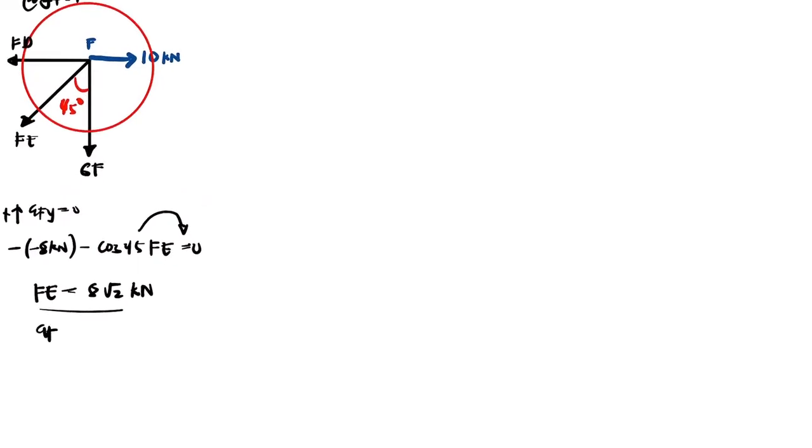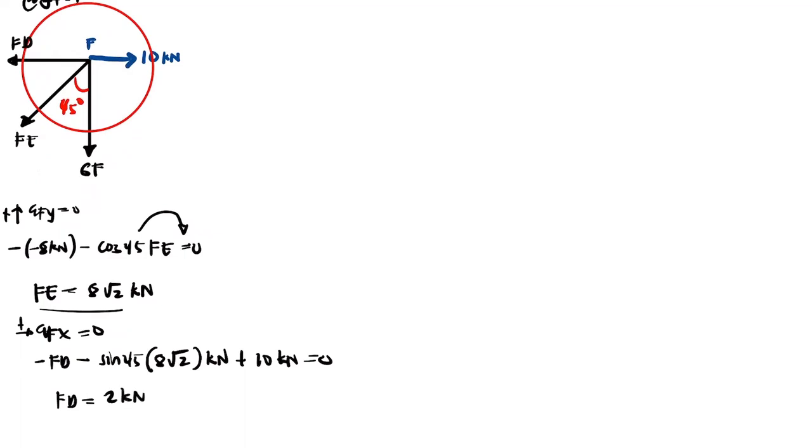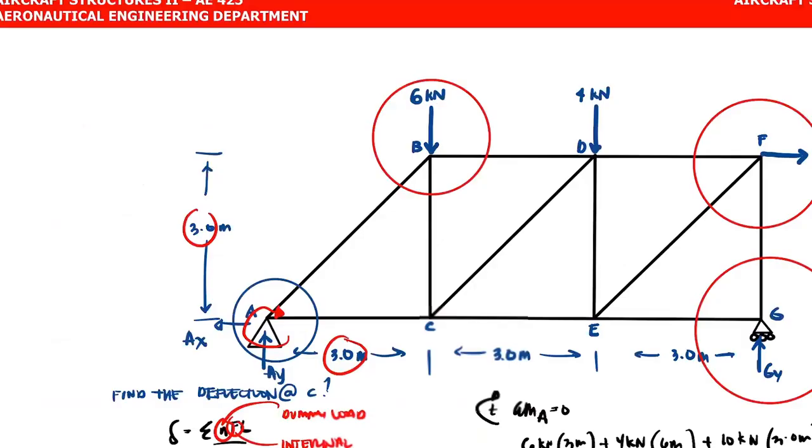Okay. X naman, summation forces X is equal to 0. Going right is positive. Meron tayong negative FD, negative sine 45 FE, which is 8 square root of 2. Sine 45, 8 square root of 2 kilonewton plus 10 kilonewton is equal to 0. So FD is equal to, correct, positive 2 kilonewton. Okay. So next joint will be joint D. Okay. So joint D tayo.